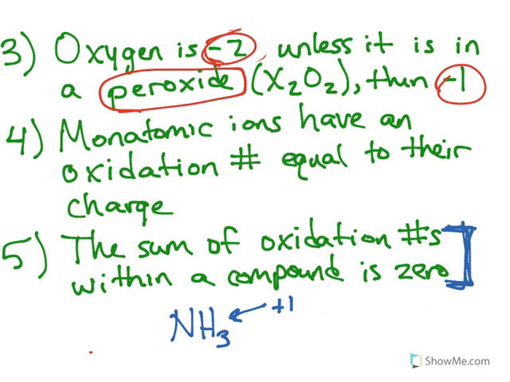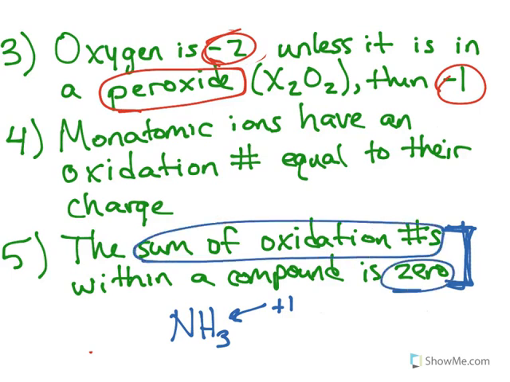But the sum of all of the oxidation numbers in this compound has to be 0. So really you have a nitrogen, a hydrogen, another hydrogen, and another hydrogen. Each one of these hydrogens has an oxidation number of +1, so in order to cancel out and be 0, this nitrogen must have an oxidation number of -3.